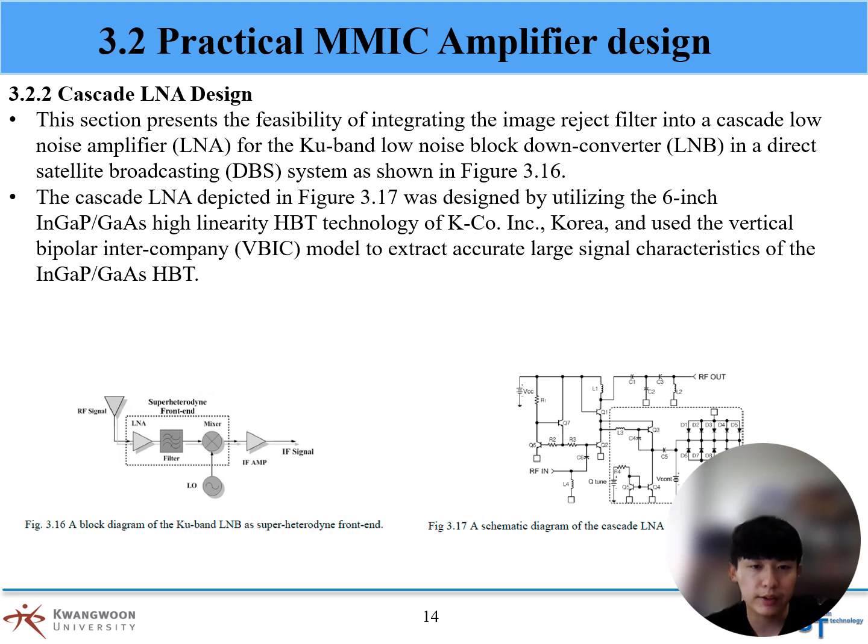The cascode LNA depicted in Figure 3.17 was designed by utilizing the 6-inch InGaP/GaAs high linearity HBT technology of Kaiku in Korea, and used the vertical bipolar intercompany model to extract accurate large signal characteristics of the InGaP/GaAs HBT.